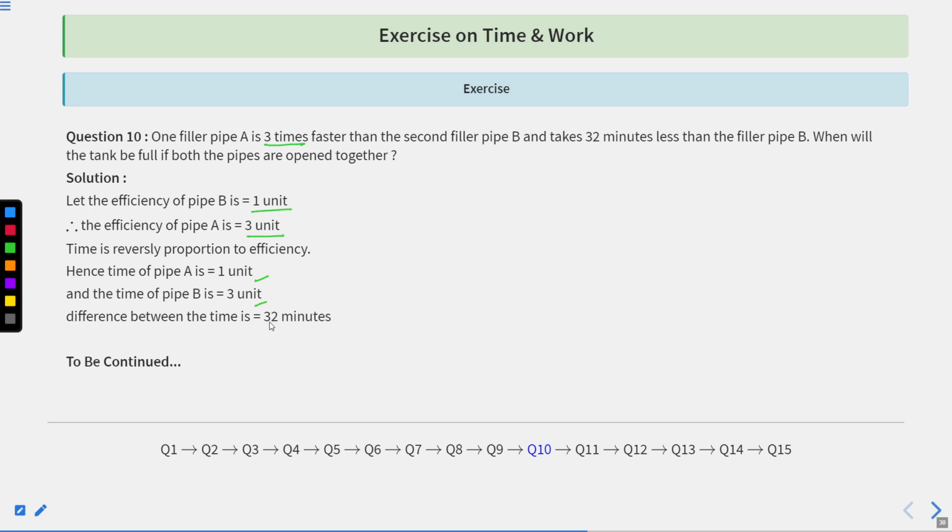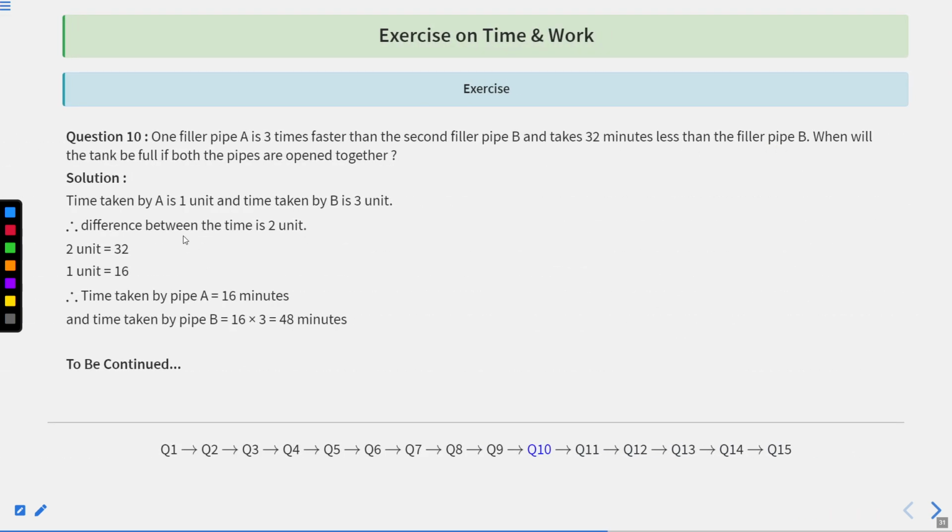Hence the difference between the times is 32 minutes. This is given to us in the question. The time taken by A is 1 unit and the time taken by B is 3 units, so the difference is 2 units. So 2 units is equal to 32, and 1 unit will be equal to 16. So the time taken by pipe A will be 16 minutes and the time taken by pipe B will be 16 times 3, that is 48 minutes.